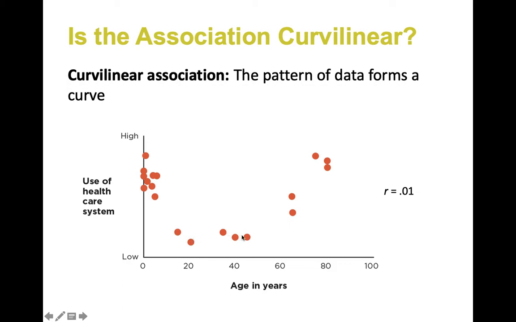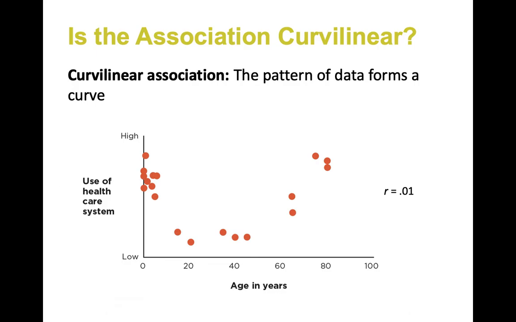In your 20s and your 40s, it's less common to use the healthcare system for a typical person. And then as you get older and you age and you have health complications, you use the healthcare system much more regularly. So what you can see is that there is a strong pattern here. There's this very strong U-shaped relationship between age and years and use of the healthcare system.